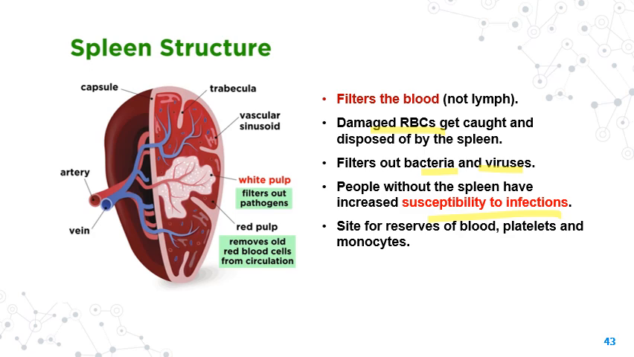Besides that, you can reserve some blood in the spleen just in case you need it when you're exercising very vigorously or you need some blood for any other reason. You're also going to store platelets and some monocytes, in case you have some infection and you have to release monocytes.